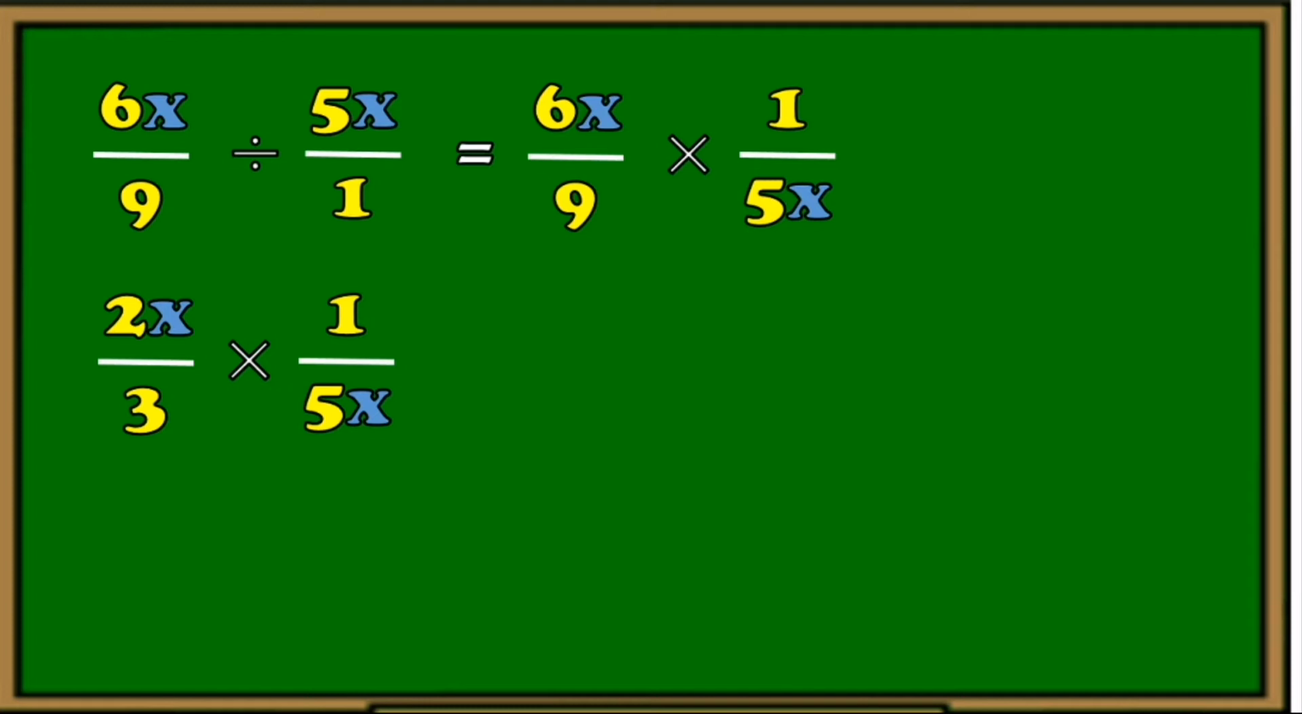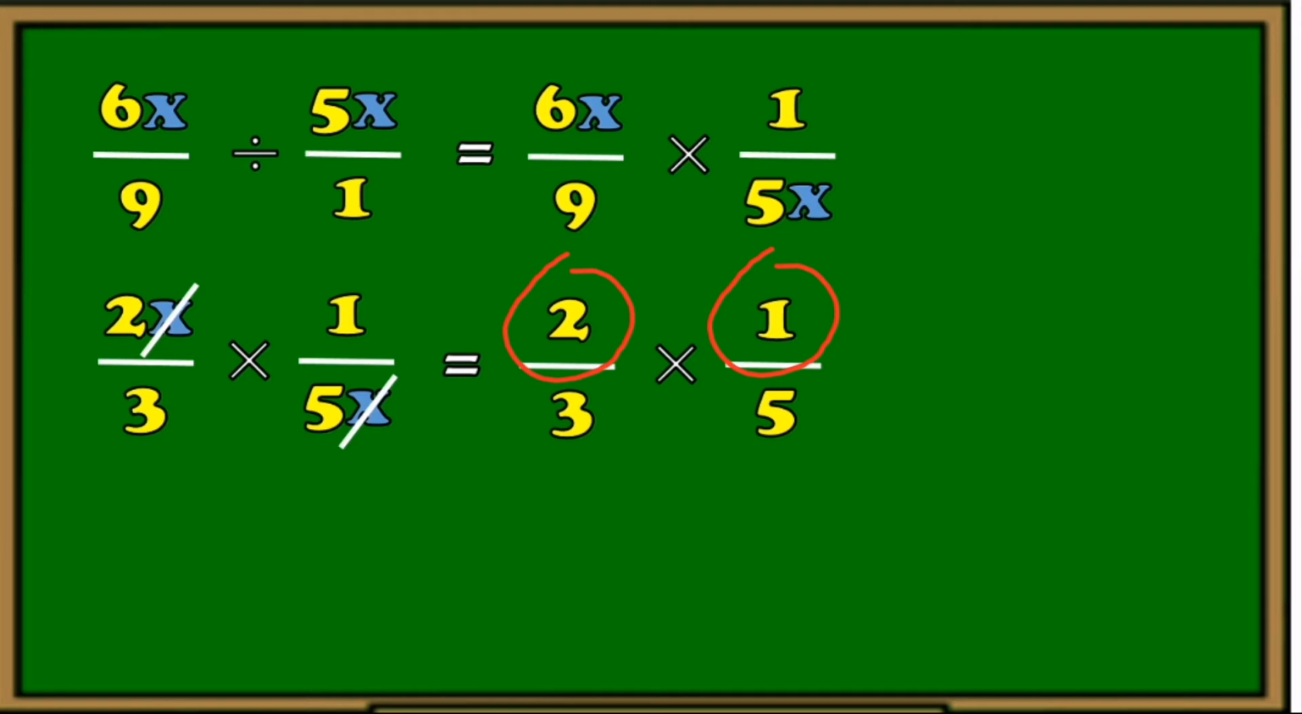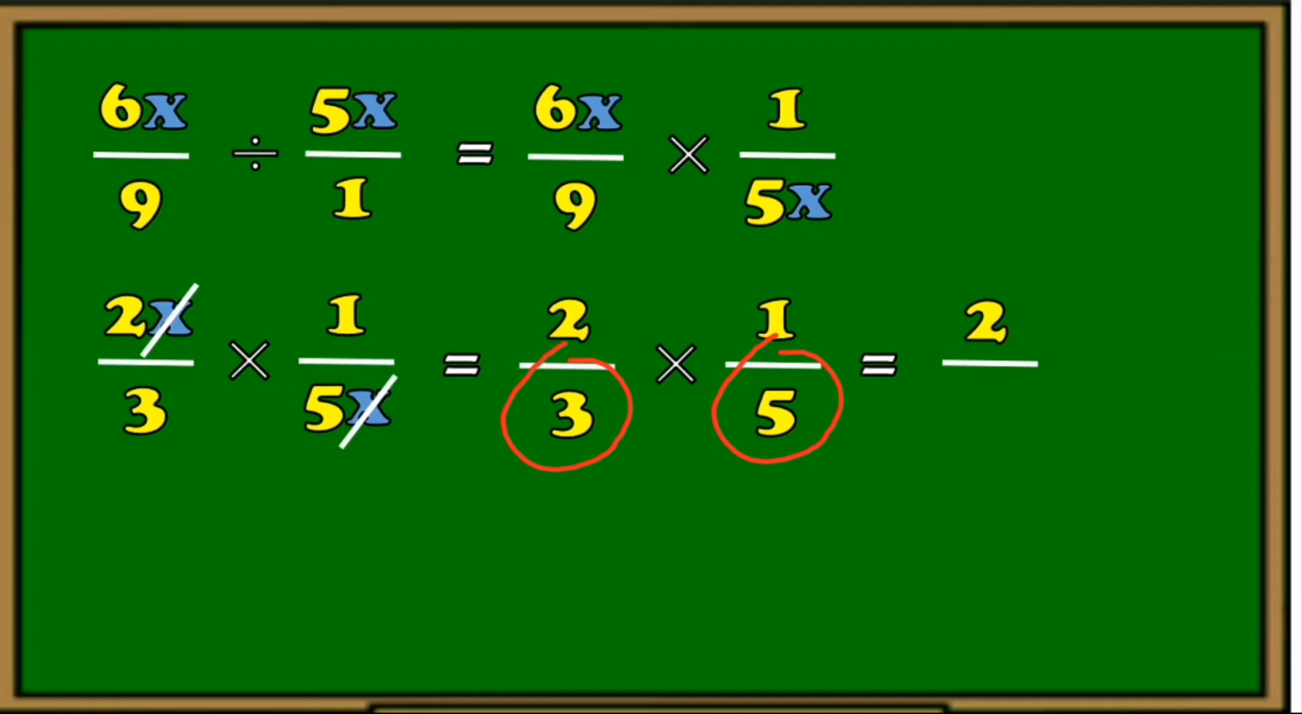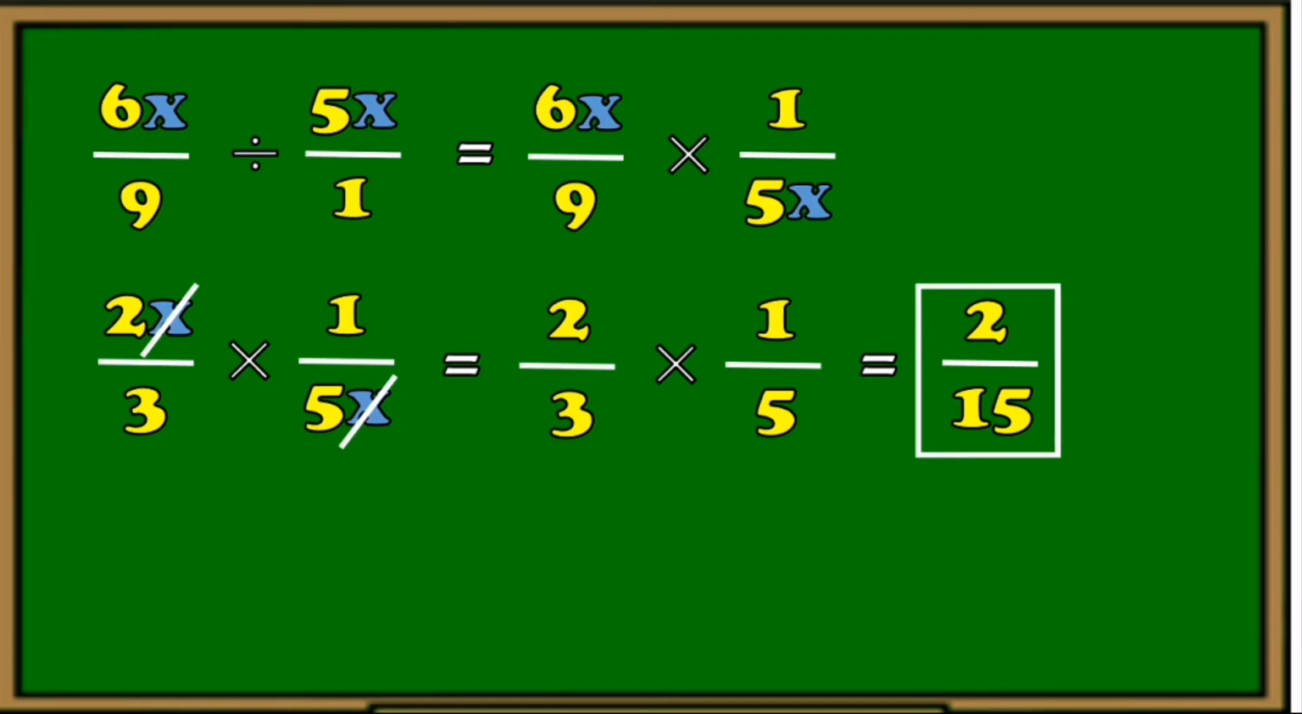Now we have 2x over 3 times 1 over 5x. As you can see, we have x on the numerator and x on the denominator. We can cancel those two x's, leaving us with 2 over 3 times 1 over 5. Now we can proceed to multiplication. Numerator times numerator, 2 times 1 is 2. And denominator times the denominator, 3 times 5 is 15. Our final answer, 2 over 15.